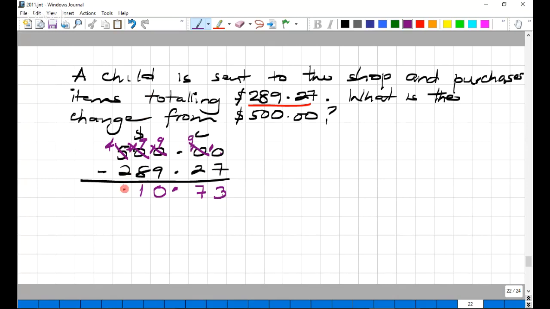Our answer here would be 2. So you tell me what this answer is in terms of dollars and cents, please. Sir, the answer is $210.73. So if I send that child to the shop and they buy things that total $289.27, what change should they get back from $500? $210.73. How can I check my work now to make sure that it is correct? What do I need to do?